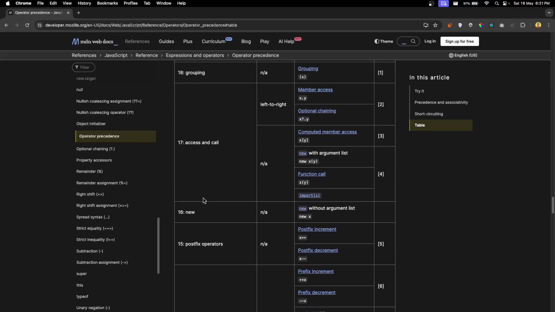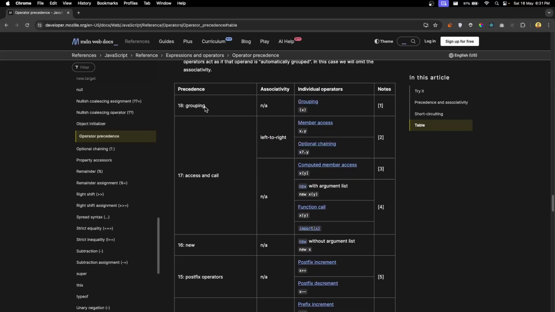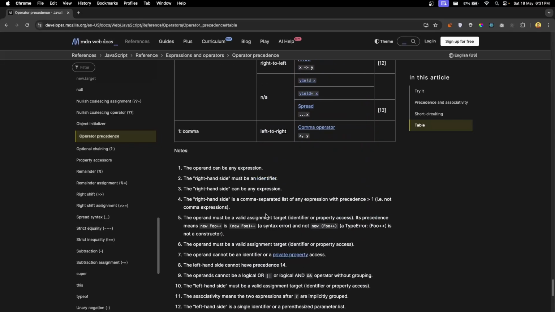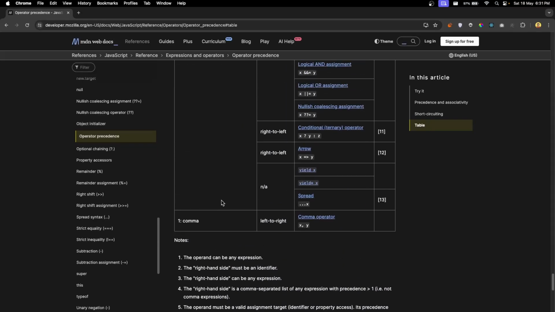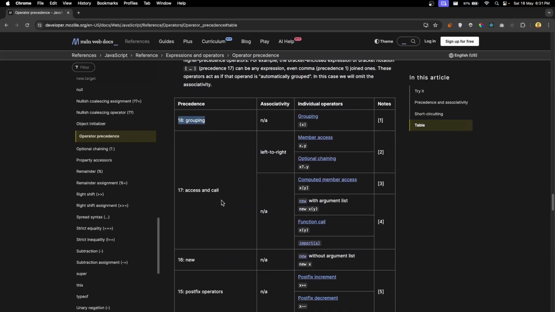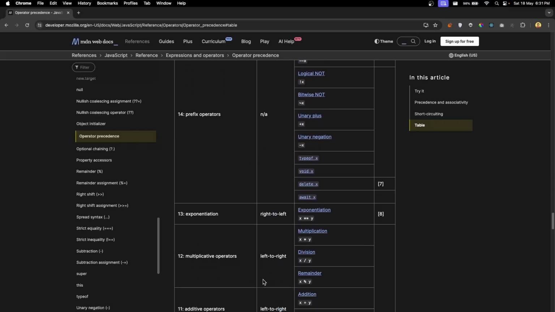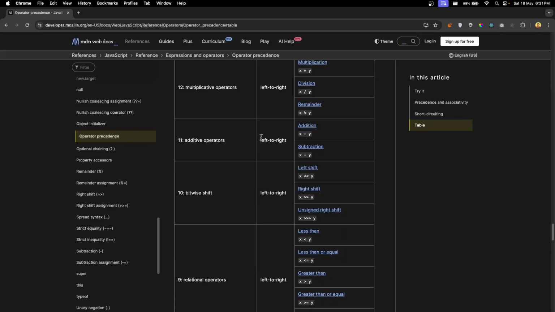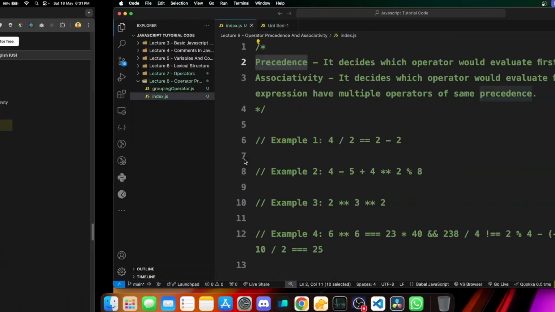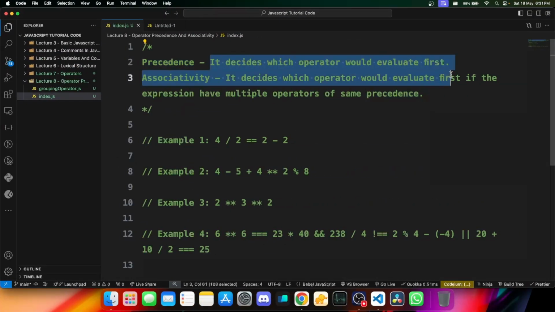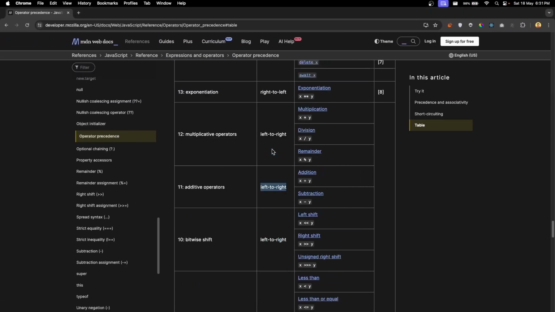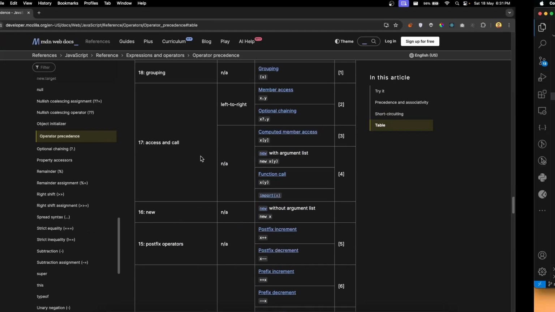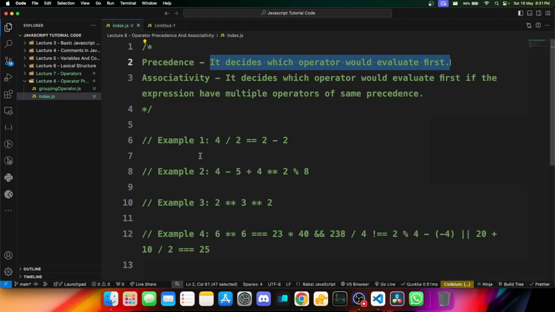So the highest precedence you can see is grouping, and the lowest is the comma operator, I guess. Yeah, lowest is the comma one, and then you can see the associativity in the middle column. So you can see over here, for example, the additive operator has the associativity of left to right. Now precedence is fine: the operator that has the highest precedence would be evaluated first, and the operator that has the lowest precedence would be evaluated at the end.